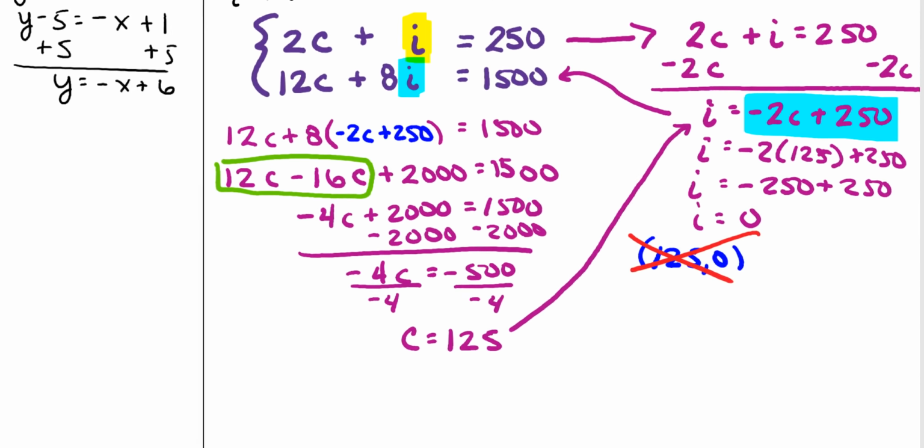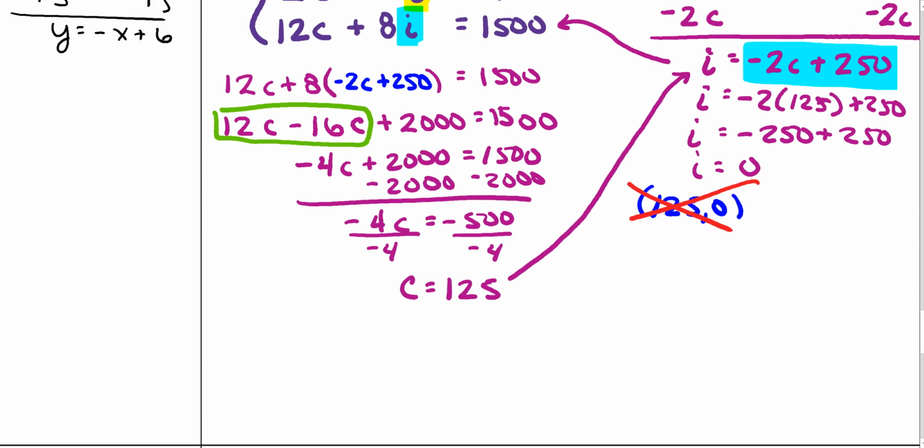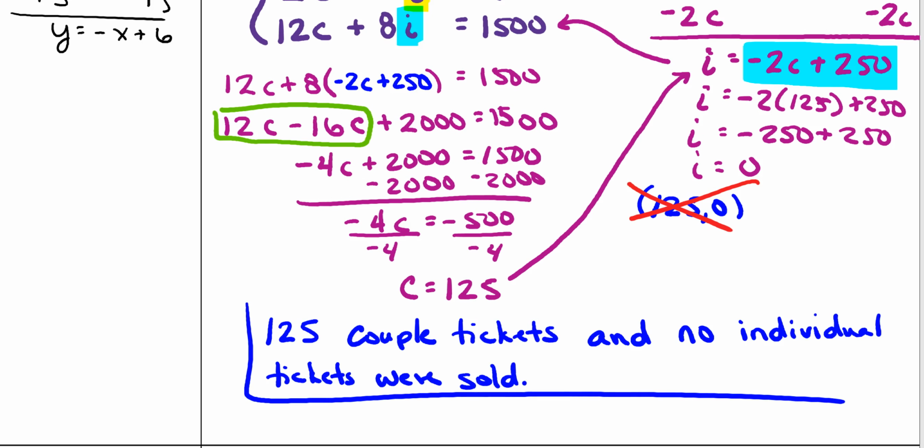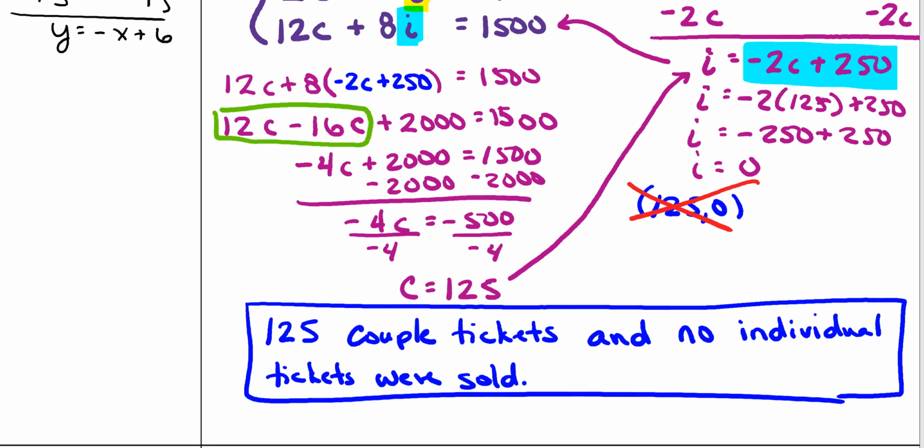So the C we said was the couples ticket, so that's what we have to say. 125 couple tickets and 0 or no individual tickets were sold. That should be the final answer. Okay, do not just do it as a point. That only works when it's a skill problem. This is a word problem.